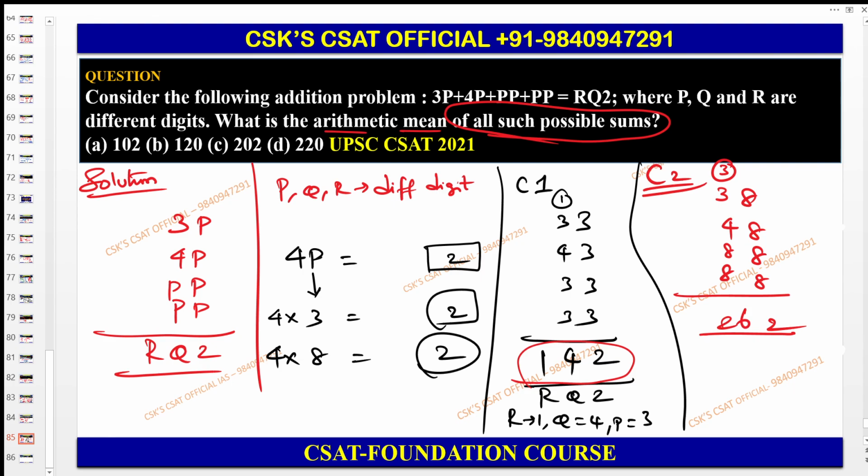After you found the possibilities, they are asking you to find the arithmetic mean. Arithmetic mean means what? You need to add these two possible values. Why are we dividing with 2? Since we are adding 2 such values, 142 plus 262. So then it will become 404 by 2. Cancel this. So you are getting 202 as the arithmetic mean.